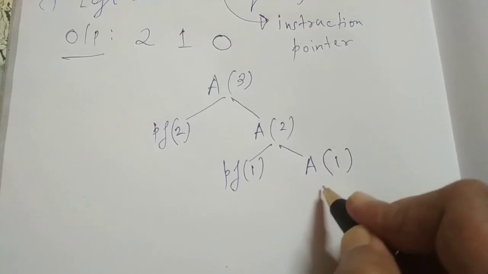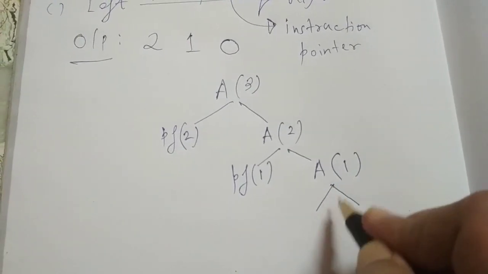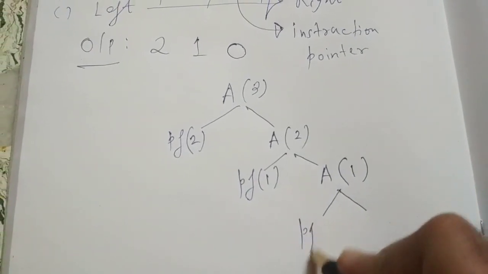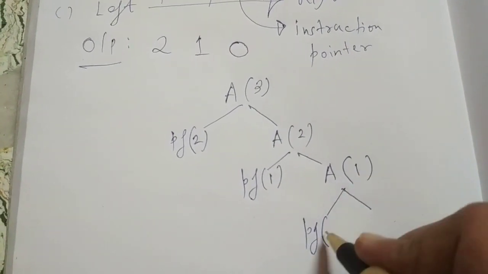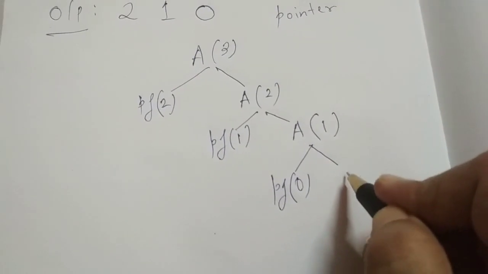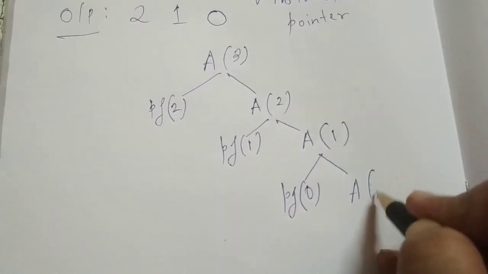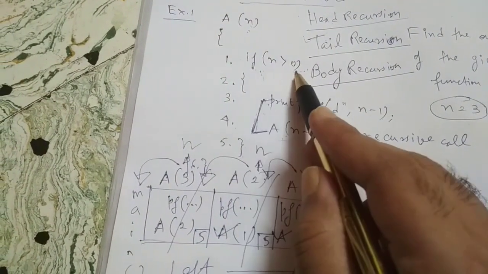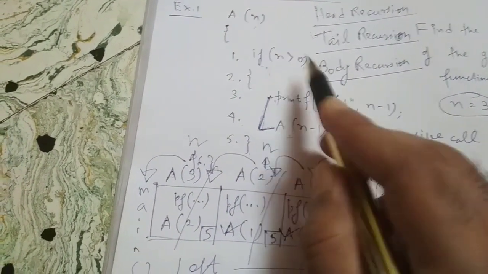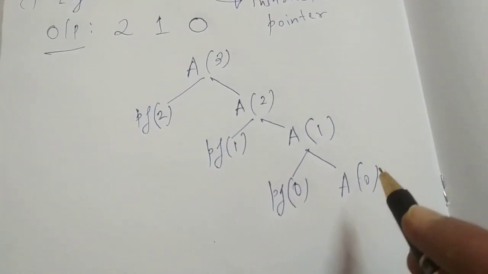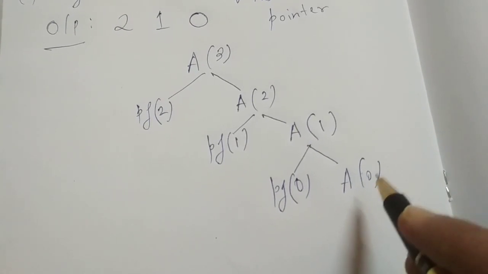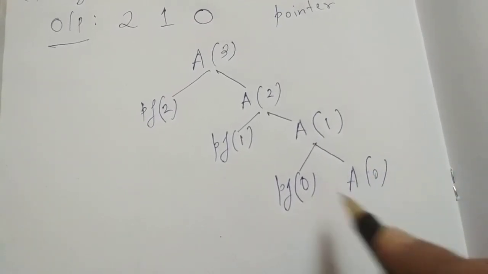So now, for A of 1, again, you will have to execute a printf statement, which is n-1. So if n is 1, 1 minus 1 is 0, and you will have to make a call to A of 0. Now, when you make a call to A of 0, you can see that the condition is not satisfied because 0 is not greater than 0. As a result, you stop your tree construction at this point. Whenever the condition is violated, you have nothing more to check. As a result, you stop the process.